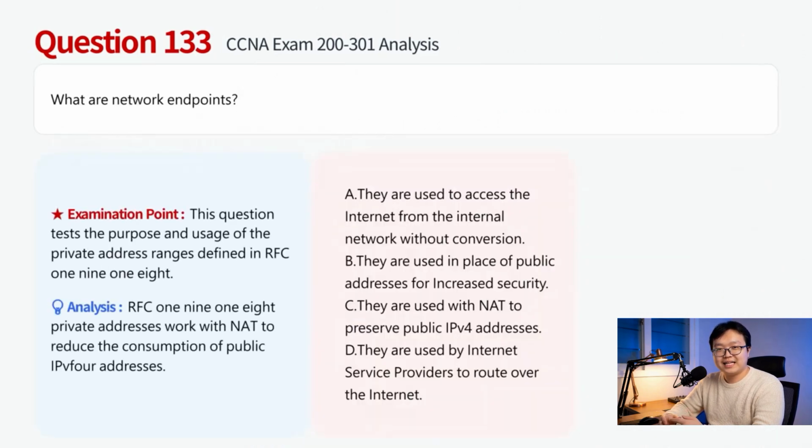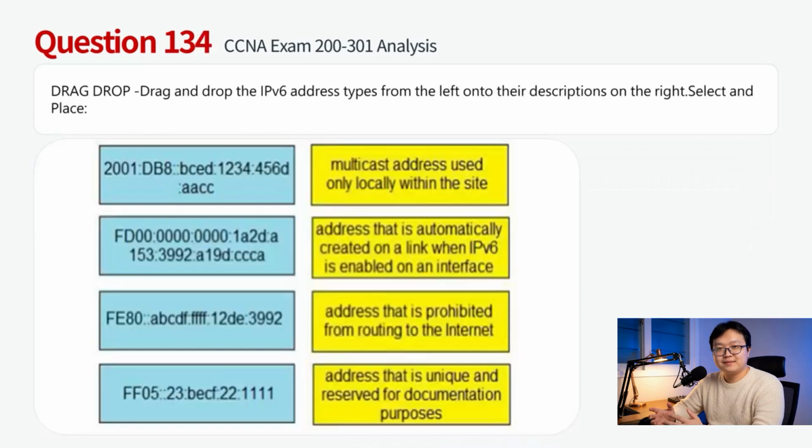RFC 1918 defines private IPv4 address ranges. These addresses are not routable on the public internet, so they must be used with NAT, Network Address Translation. NAT translates private addresses to a single or small number of public addresses, which helps conserve the limited public IPv4 address space. Therefore, this question chooses C.